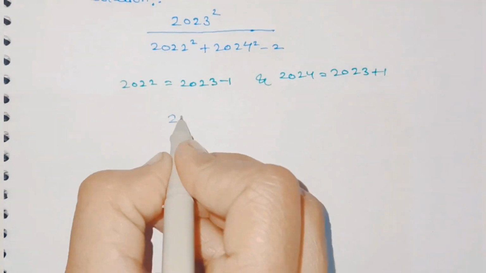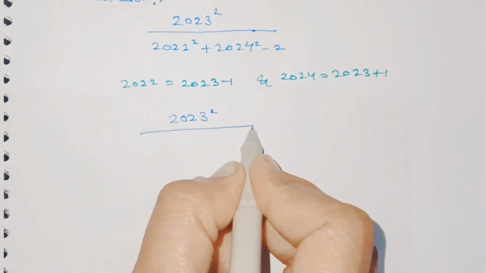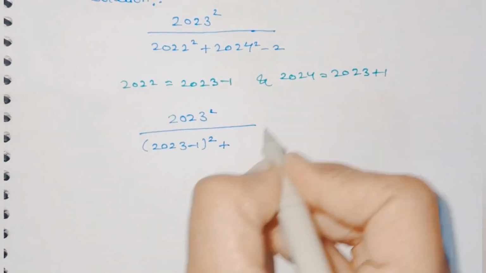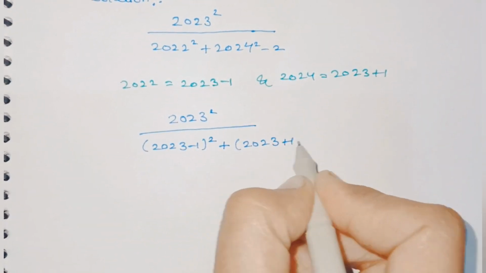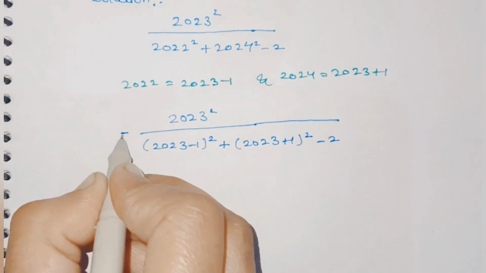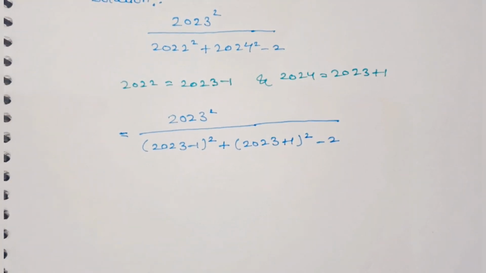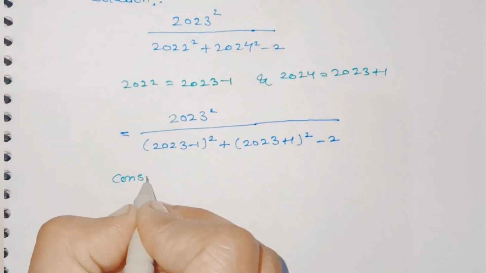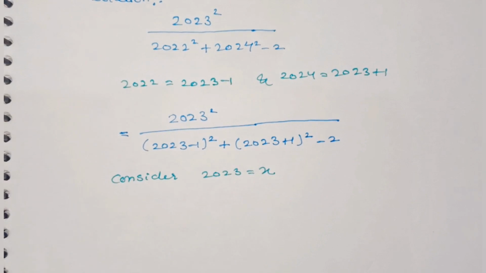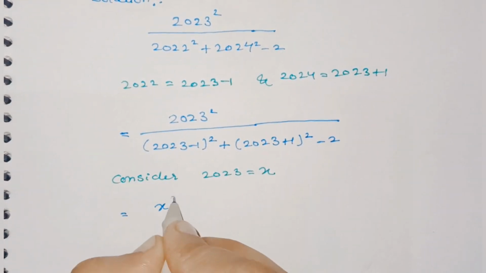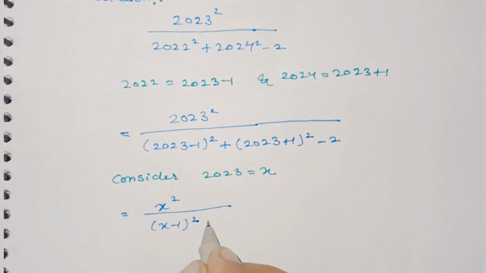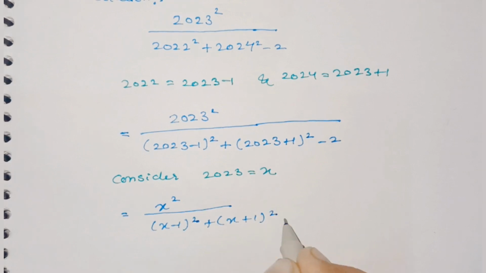It will become 2023 square upon (2023 minus 1) square plus (2023 plus 1) square minus 2. We can directly open the bracket by using a plus b the whole square and a minus b the whole square formula. But for simplification, let we consider 2023 be x. So this will become x square upon (x minus 1) the whole square plus (x plus 1) the whole square minus 2.